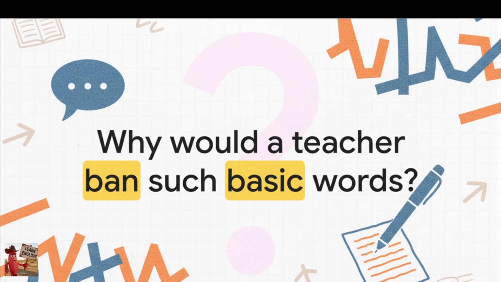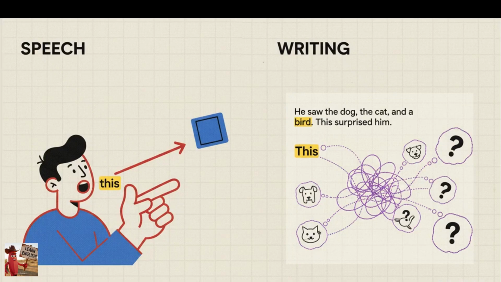Well, the answer has everything to do with the big difference between speaking and writing. Think about it. If we're talking and I say, this is awesome, I can point to what I'm talking about. My body language gives you all the context you need. But when you're writing, you can't point. If you write, the company's profits fell, this was a major concern. What does this actually refer to? The falling profits? The whole company? It's unclear. The fix is simple. Just add the noun back in. The company's profits fell. This decline was a major concern. Boom. Instantly clear. That's what the teacher was training their students to do.